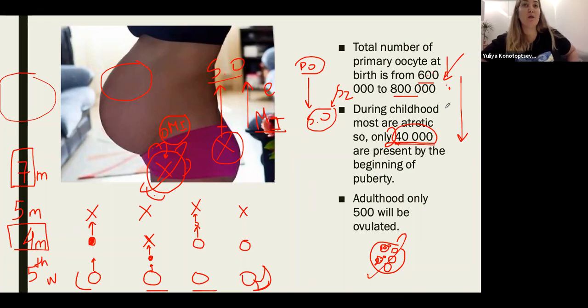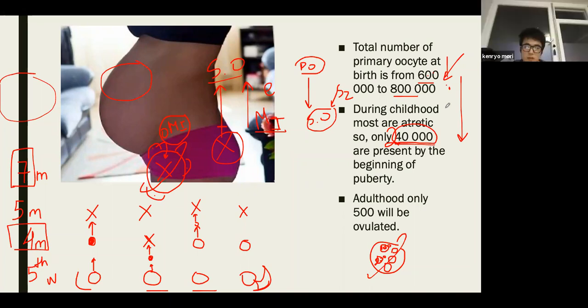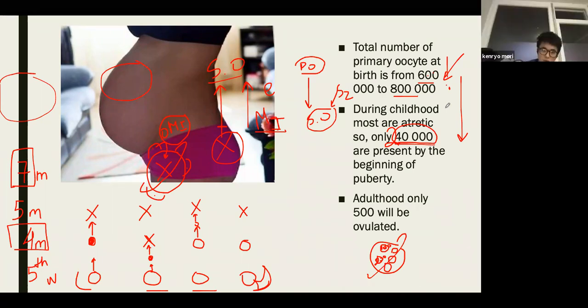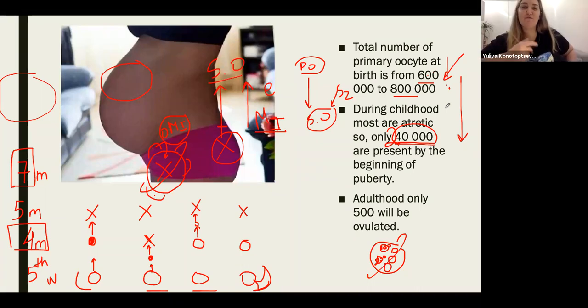How many of them will mature? How many do you ovulate? Just 1. So I choose 15 and only one of them is going to be ovulated. What's going to happen to the other 14? Apoptosis. I forever associate the word apoptosis with a female because of this. You can see how much cell death is happening. Oocytes are dying left and right.